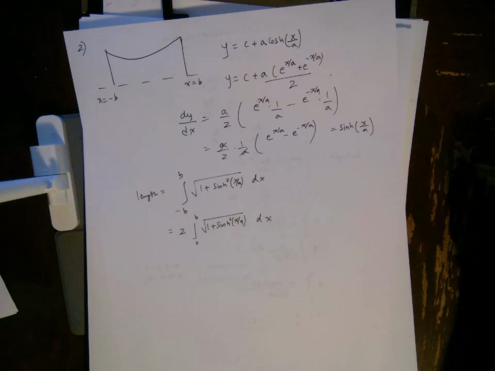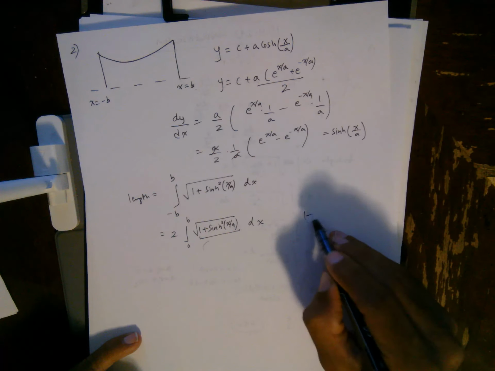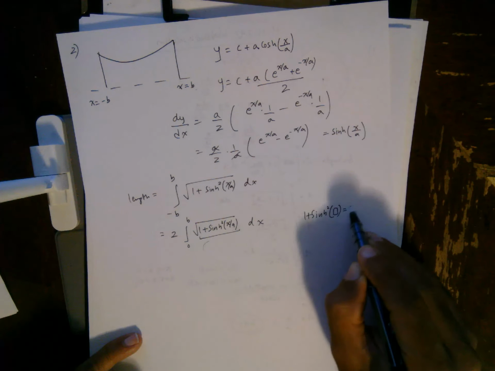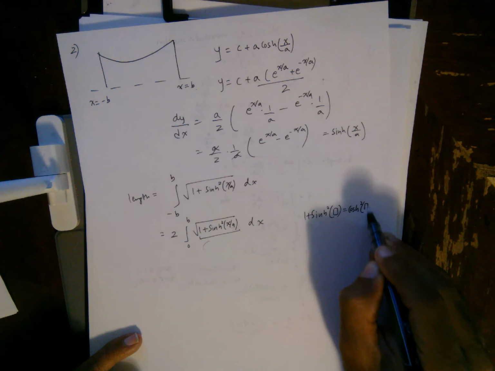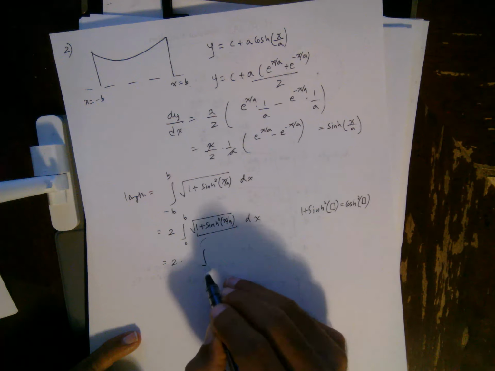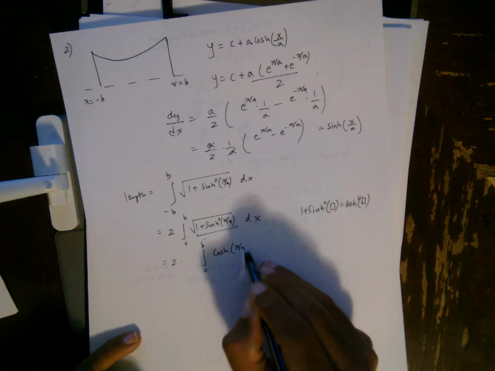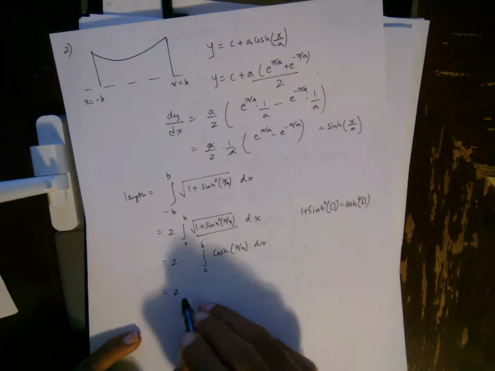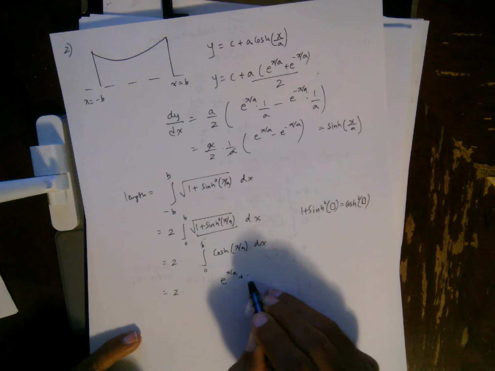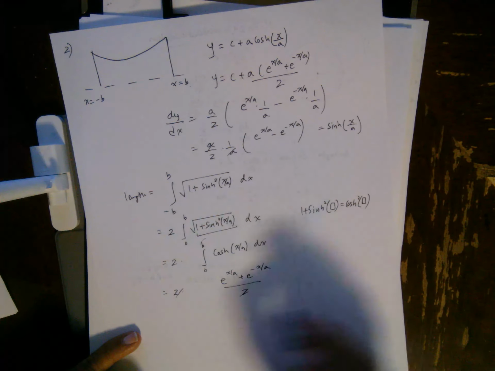Okay, now this is an identity, 1 plus sinh squared of something equals cosh squared of something, right? So this just becomes 2 times the integral from 0 to b of cosh of x over a dx, which again I don't remember, so I'm going to change this to exponential over 2. The 2's conveniently cancel out.